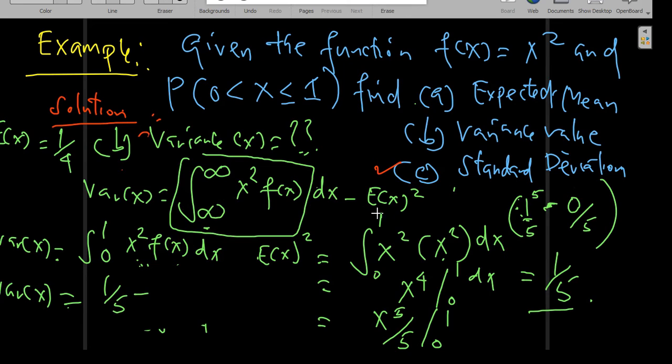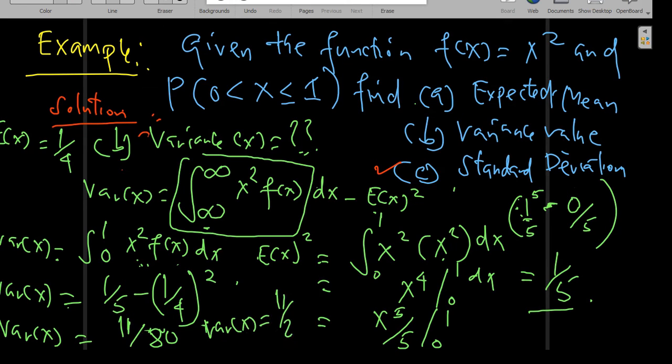So after obtaining the integral of x squared times f(x), now we plug into the formula, then we subtract mu, the expected mean squared. So we square the expected mean, that is 1 over 4. The variance of x will be equal to 1 over 5 minus the bracket 1 over 4 squared. So the answer will be equal to 11 over 8. So that will be the variance, the expected variance.